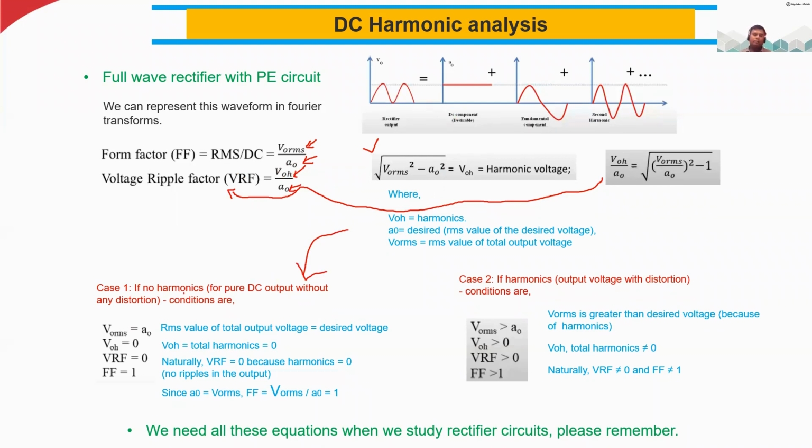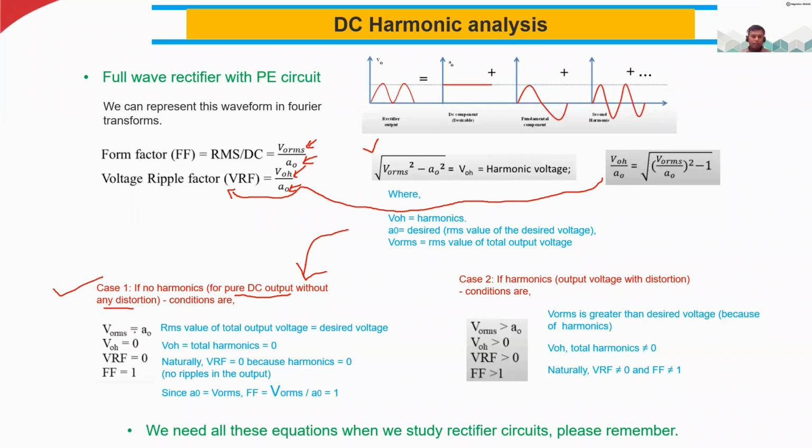If there is no harmonic, then we will get a pure DC output without any distortion. That's perfect, right? So we do not have any distortion and we are getting pure DC output. So now what will happen to these formulas?